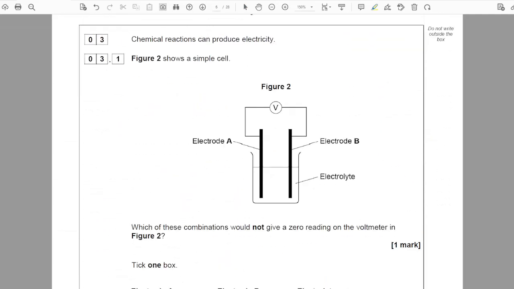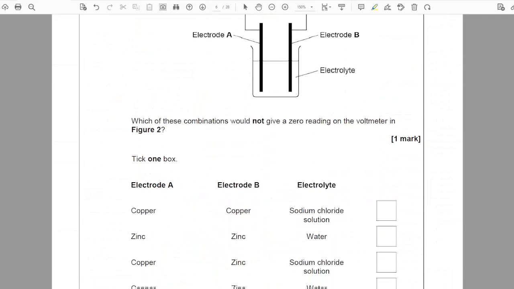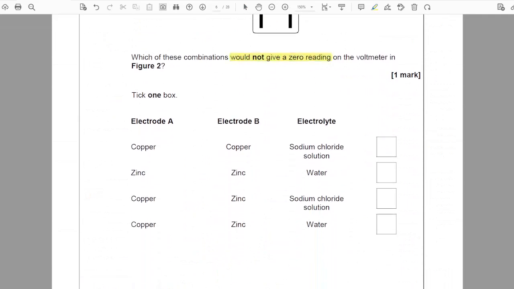Next, chemical reactions can produce electricity. Which of these combinations would not give a 0 reading on the voltmeter in figure 2? So to actually get a reading of voltage, you need a chemical difference, some sort of charge difference.